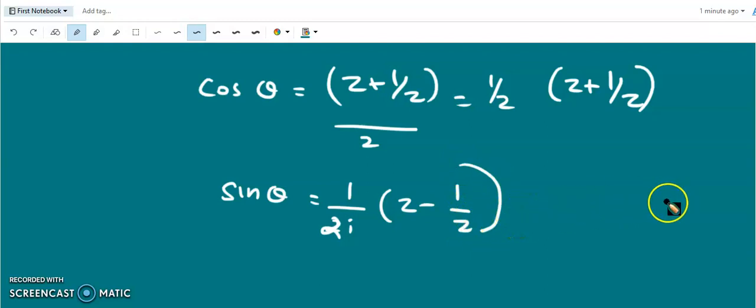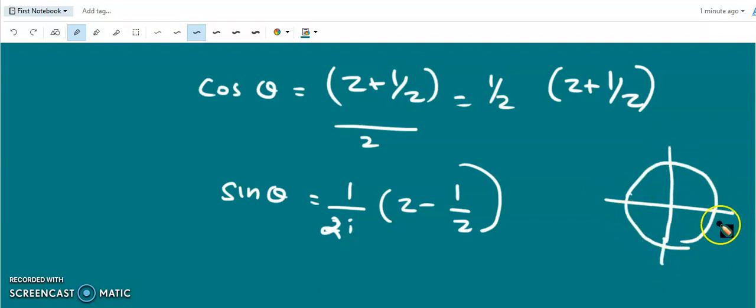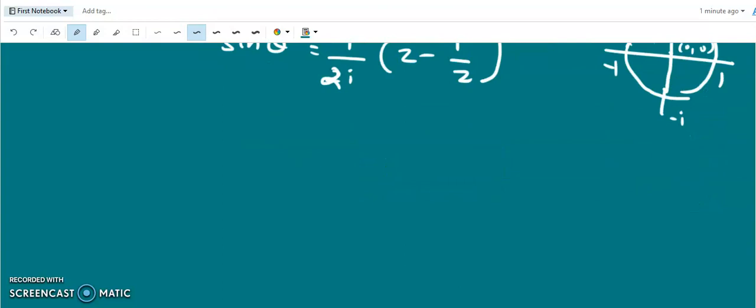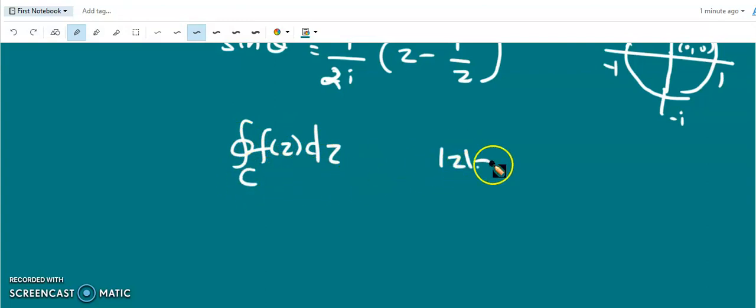And the integration is around a unit circle, a circle having radius 1. So here it means 1, here it means minus 1, i, minus i, and the center is 0, 0. Okay, so the integration takes the form, when we convert thetas in terms of z, closed integral f of z dz over c, where c is a unit circle, mod z equal to 1.